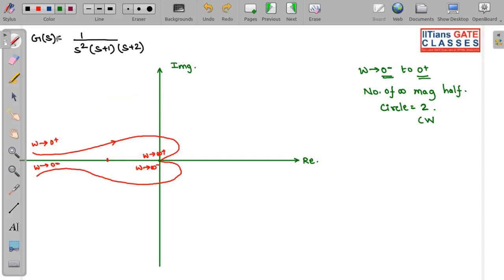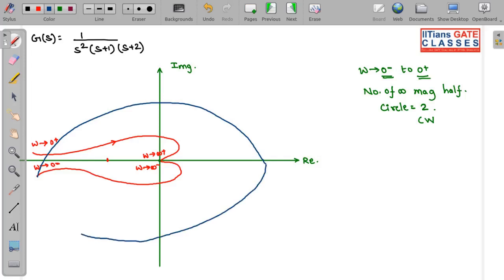I should use some different color. See, one half circle is completed. Okay, this is one half circle. Now one more half circle needs to be completed. So this is the infinite magnitude half circle. You can see this is my another half circle that I have over here, so it is forming one complete circle.